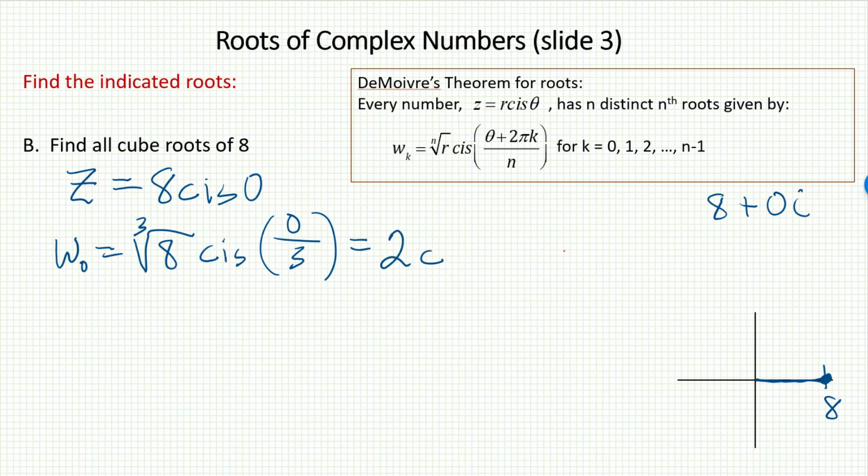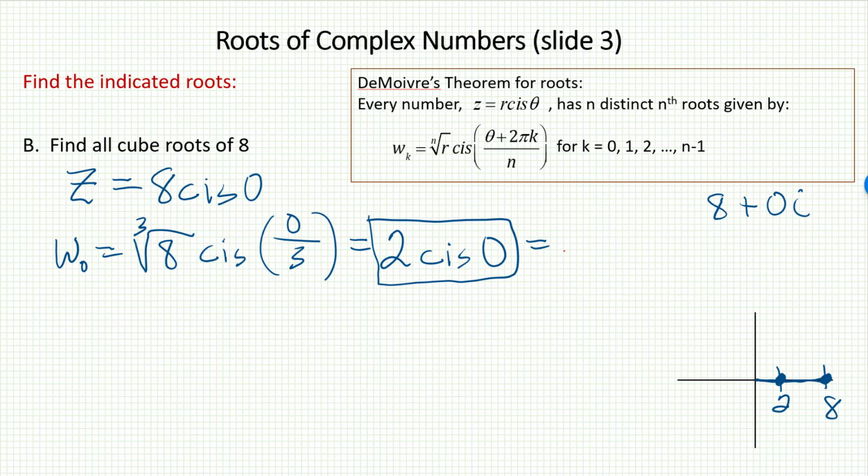Cube root of 8 is 2. 0 divided by 3 is 0. That would be the trig form version of the answer. But let's convert that to standard form. 2 cis 0, I could mark it on this same picture right here. That would be right here.